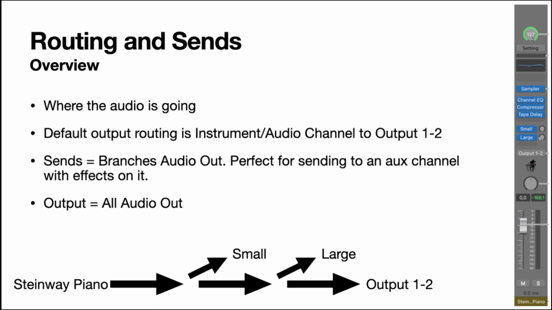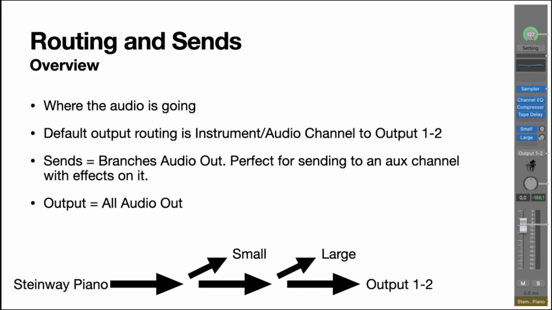So here's an example for you. Steinway piano. So this is like the default thing. As you can see on the right, we have the Steinway piano. You play it, and it essentially branches out to the small one and the large one. And then it goes to output 1, 2, and output 1, 2 sends it to master, and master goes to your speakers.